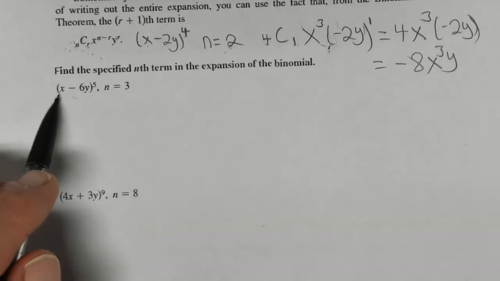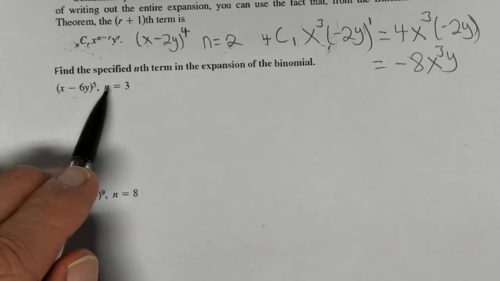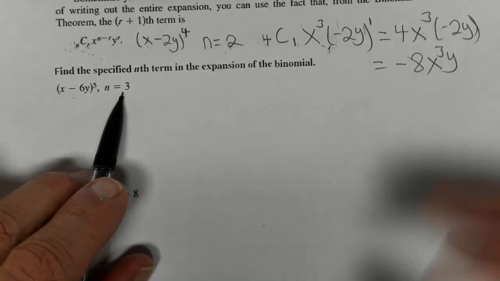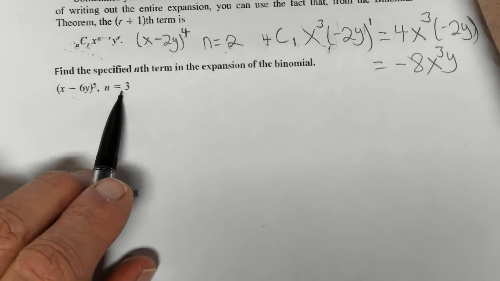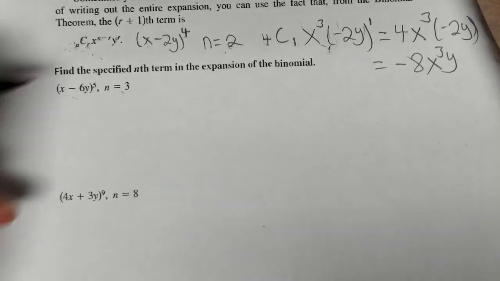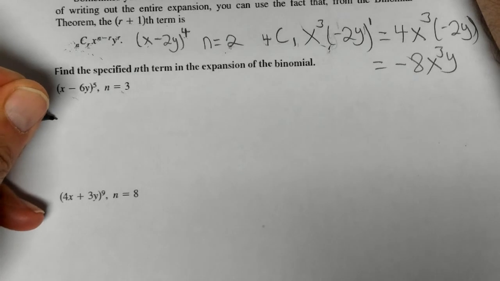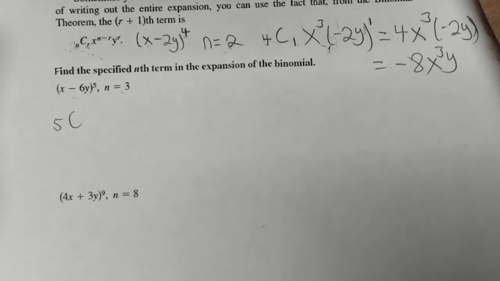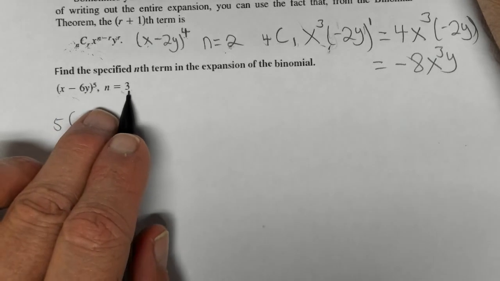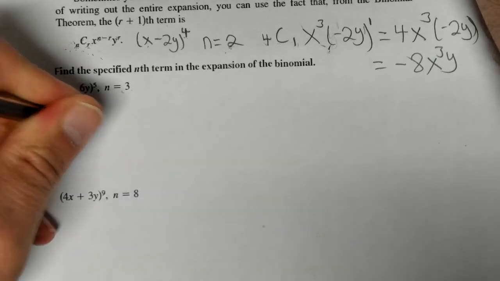Okay? So for example, in the next problem, I have this binomial raised to the 5th power. I'm looking for the third term in this expansion. What would the third term of this expansion be? All right, well, I'm ready to use my formula. N is 5 because it's raised to the 5th power. So that would be 5 chooses R. Remember, R is the term number minus 1. So 3 minus 1 is 2.